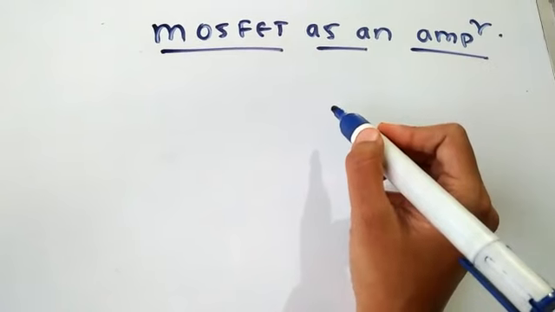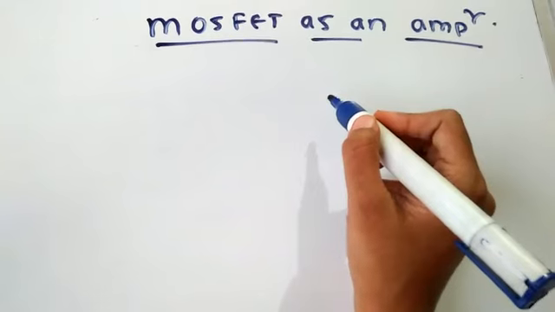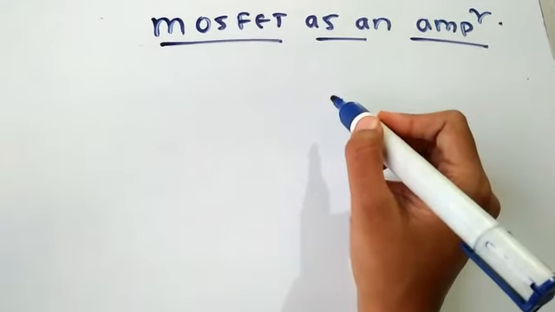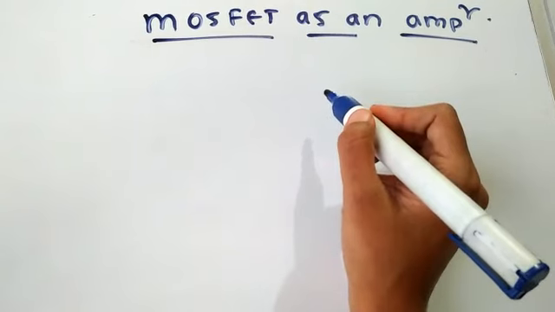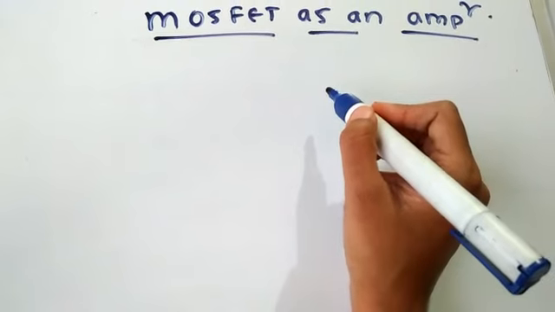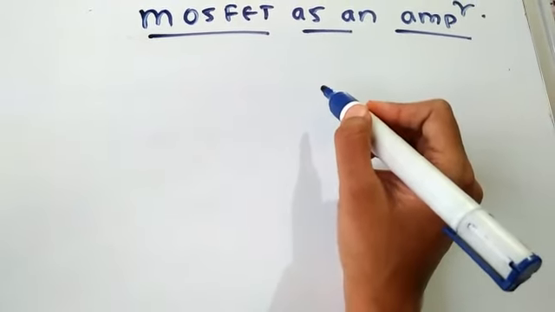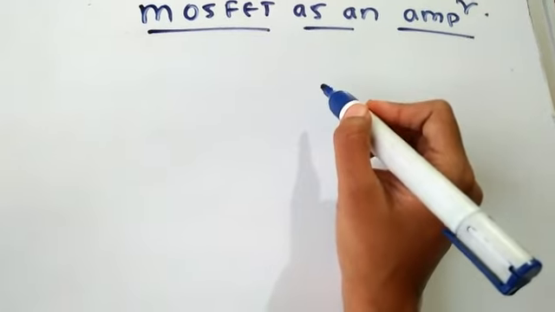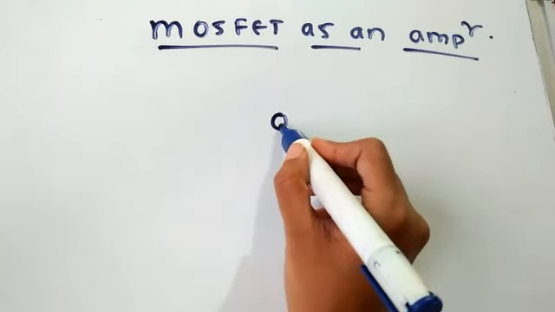Similarly, VGSQ is the positive DC gate to source voltage which is higher than VGS TH or VT. VGSQ means the input side voltage, which is a positive DC gate to source voltage, and that should be higher than the threshold voltage, then only this amplifier will work. It biases the MOSFET in the saturation region of its output characteristics. When the MOSFET is in the saturation region, then only it operates as an amplifier.